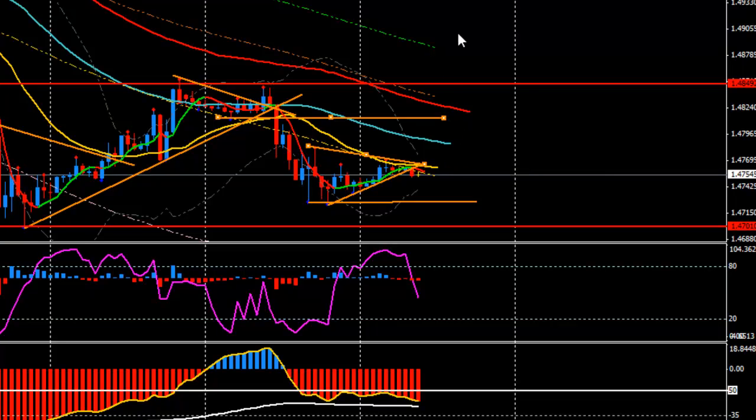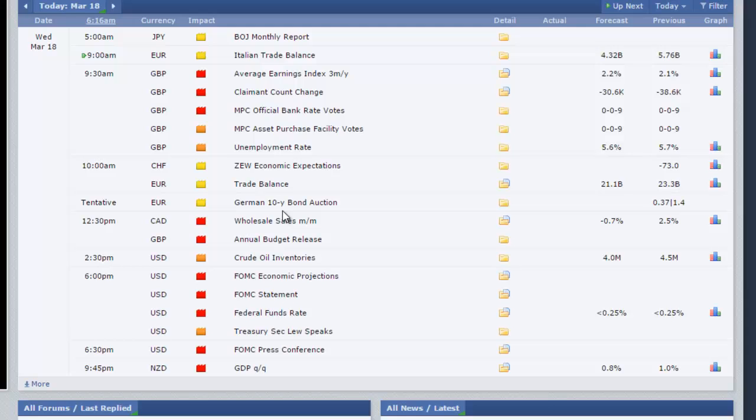Let's see how the market is going to react today, and whether there is any high impact news. Today we have a couple of high impact news for the pound. Around 9:30 AM London time we have three high impact news, and one around 12:30 PM. We also have a high impact news at around 6 PM London time for the dollar. I hope that news will make a huge reaction in the market. Let's see how the market reacts.